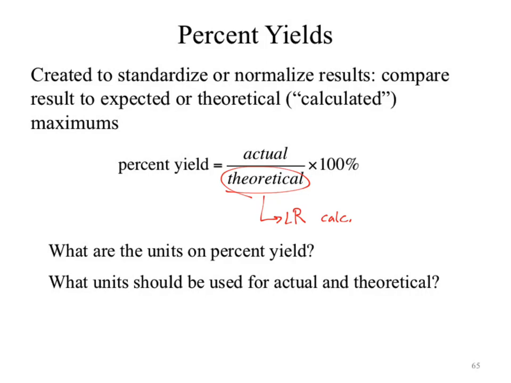Is grams a complete unit? No. I appreciate the volunteering, though. It is not a complete unit because it is ignoring the substance. When we look at our percent yield, the units on the actual must be the same as the units on the theoretical, and that is both the measurement and the substance. If those units are not the same, they cannot cancel out, which means you don't get a percent yield.